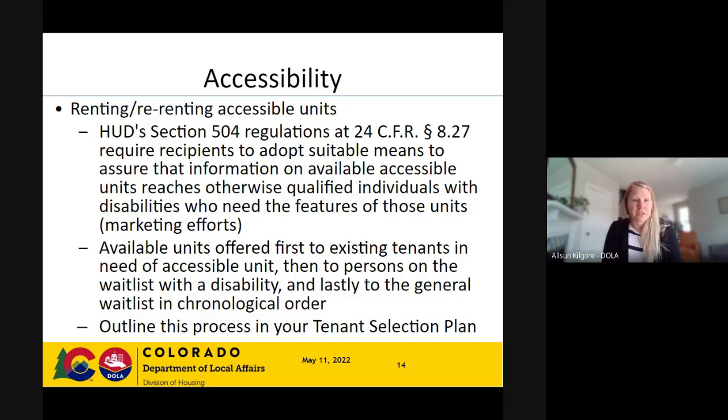And of course, with accessibility, you want to make sure that you outline this process in your tenant selection plan, and that all staff is familiar with the way that these requests are processed. So whenever that vacant unit comes available, if it's accessible, just making sure that everybody involved with that turnover process and the re-rental process knows that it's an accessible unit, and checking to make sure that are there any RAs waiting and for internal transfers, and then if not, going to the wait list.